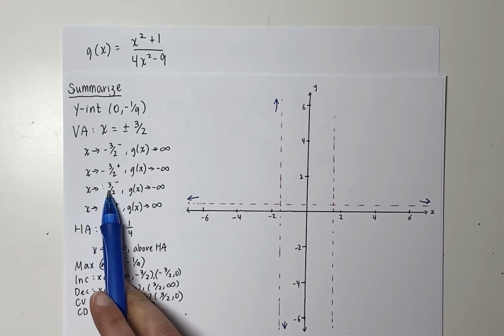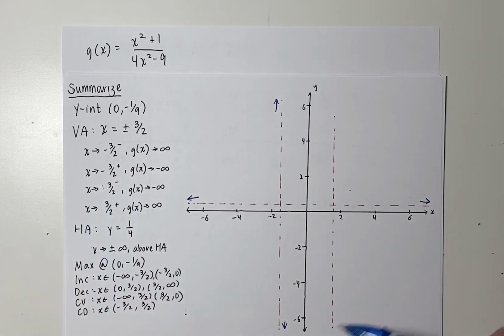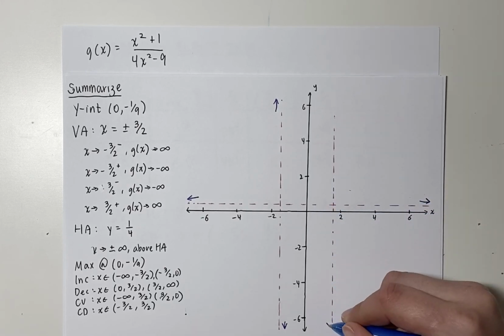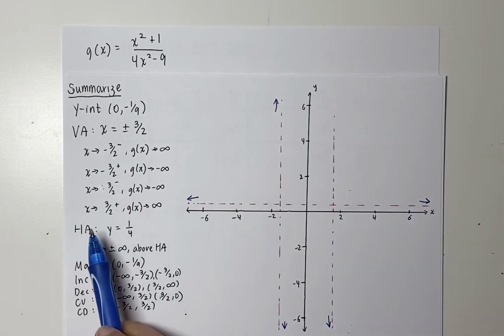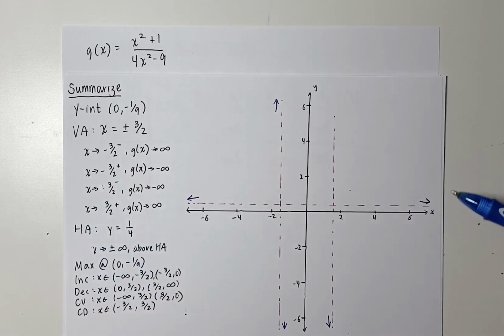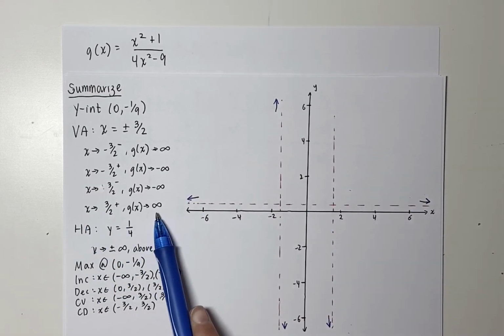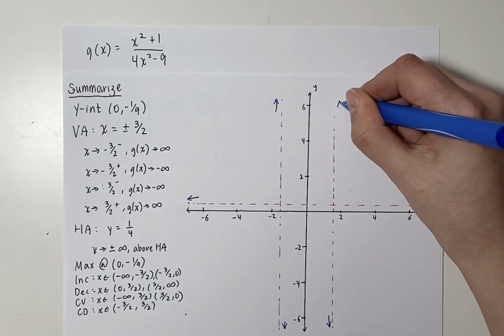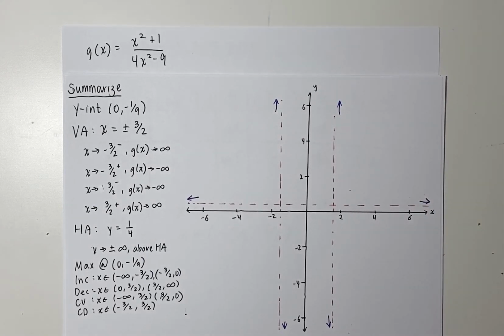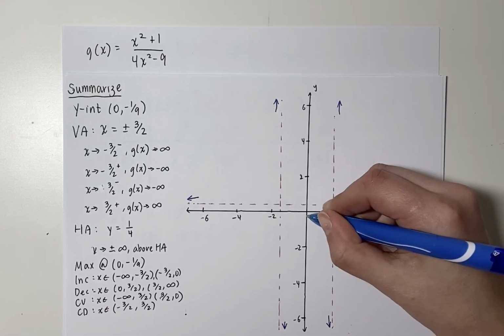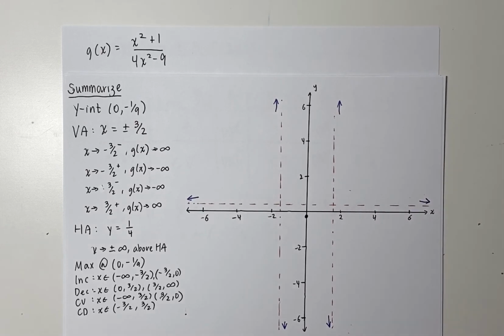As it approaches positive 3/2 from the left side, it goes to negative infinity again. And finally, as it approaches 3/2 from the right side, it's going to go to infinity. So that'll be over here. Now we have our asymptotes and our end behaviors. We can draw our y-intercept, 0 and negative 1.9, so 0 and then kind of negative 1.9. This is a point on our graph, and that is our maximum.